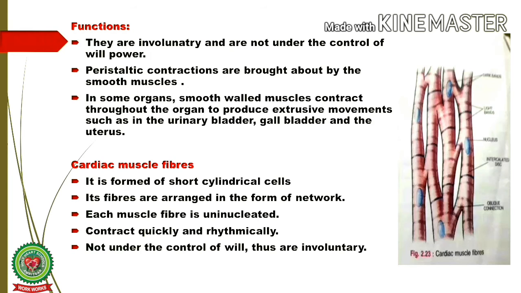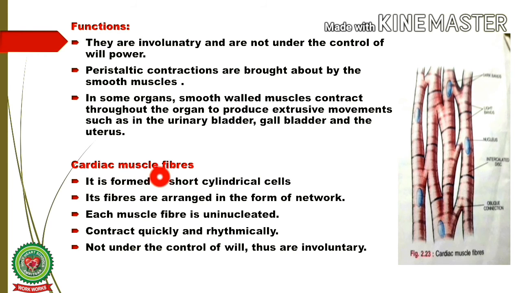Now students, if we talk about functions of unstriped muscle fibers, they are involuntary and are not under the control of willpower. Peristaltic contractions are brought about by the smooth muscles. In some organs, smooth-walled muscles contract throughout the organ to produce extrusive movements such as in the urinary bladder, gallbladder and the uterus. Now students, we will discuss cardiac muscle fibers.